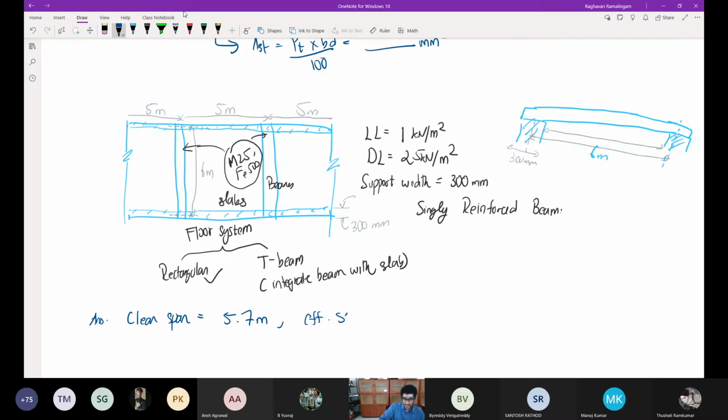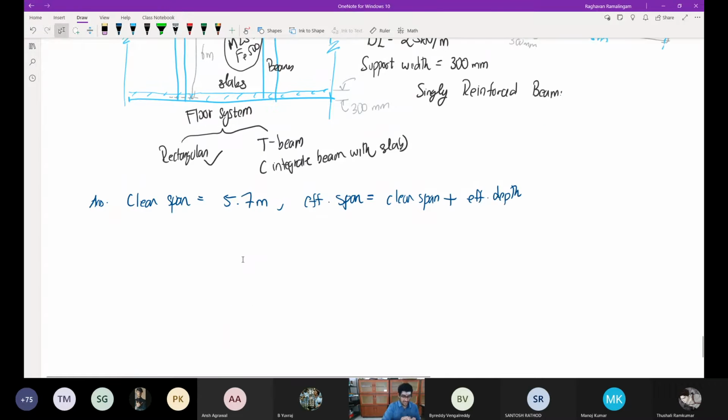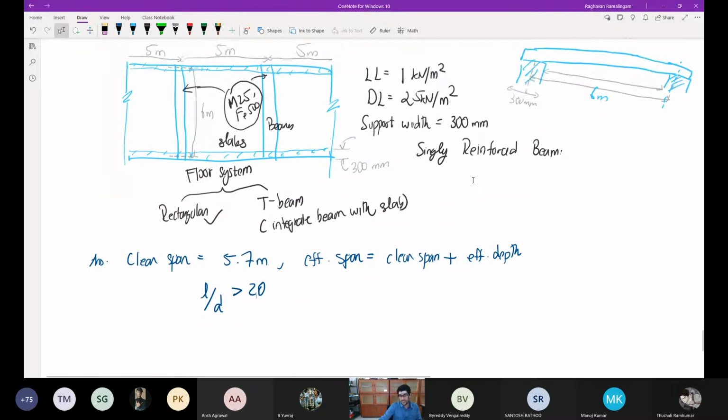Then we also want to find the effective span. Effective span, I told you, is the clear span plus your effective depth. Effective depth we do not know yet, so let us just find the effective depth. We have the L by D, which should be greater than 20. For this span you can just use the actual span which is given to you, which is 6 meters.